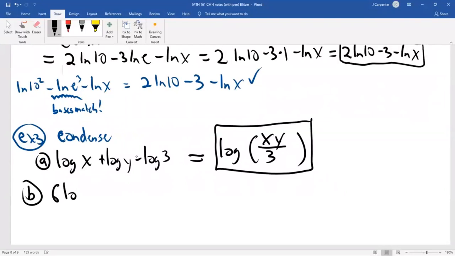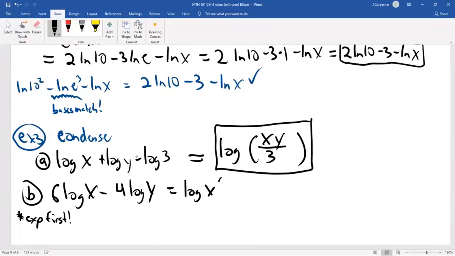Next up, 6 times the log of x minus 4 times the log of y. 6 log of x minus 4 log of y. So when we were expanding, we needed to do the exponents last. Everything's flip-flop now, so we have to do the exponents first. What exponents? The 6 and the 4, these coefficients. When we're condensing, the coefficients become exponents. So this is the log of x to the 6th. The coefficient goes up as an exponent, minus the log of y to the 4th.